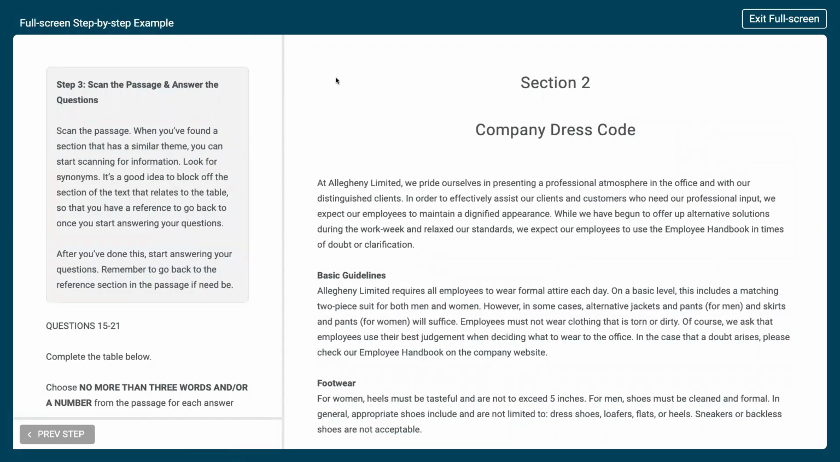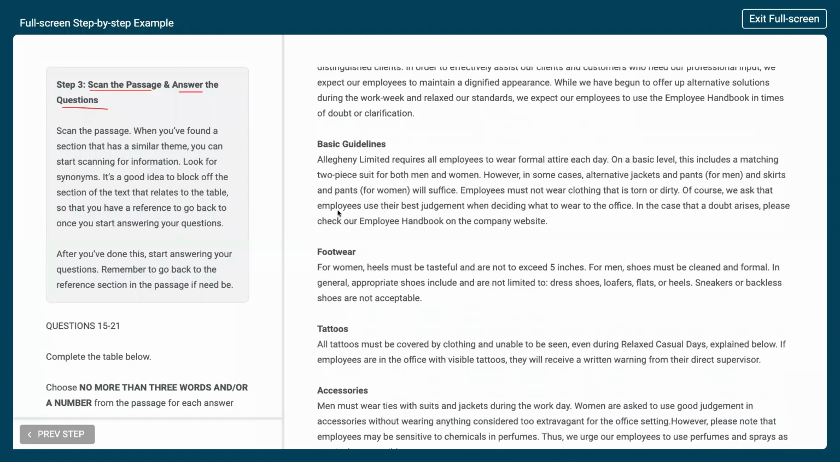All right, and we are at our step 3. We're going to scan the passage and answer the questions. Now, we are pretty fortunate because today we have these lovely headings. So you see basic guidelines, footwear, tattoos. This will help us. We can look for synonyms as well and sort of block off a section that looks promising that might have the same answer. So it's a really nice idea to block off sections because remember, you do not have to read all of this, and you really should not be reading all of this. So you can make notes, you can reference things, and we're going to answer the questions by following this method.